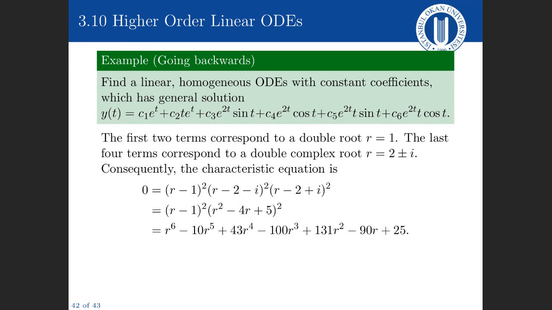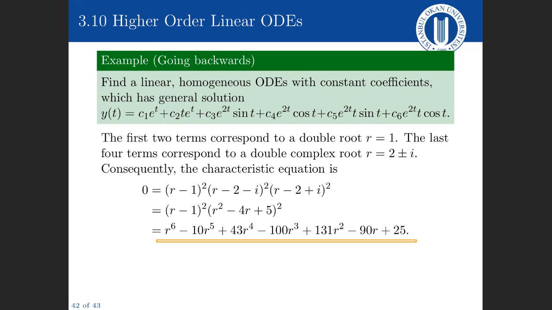Multiply this out, and we have our characteristic equation. r to the power 6 minus 10 r to the power 5 plus 43 r to the power 4 minus 100 r cubed plus 131 r squared minus 90 r plus 25.